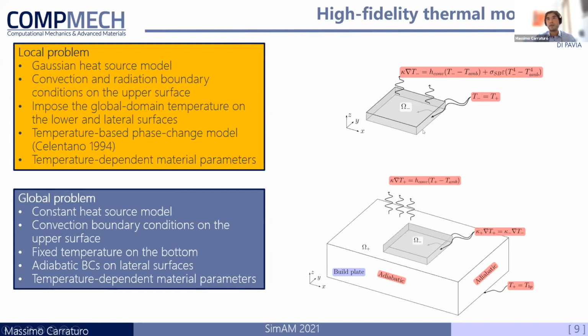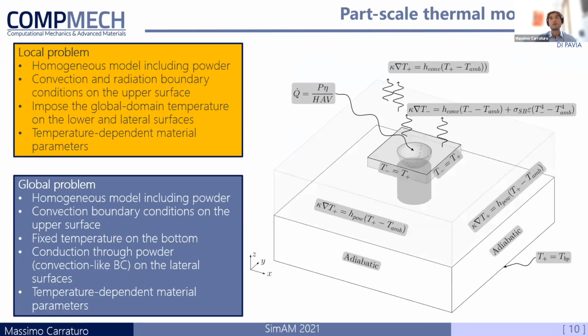And again, the coupling is done imposing the continuity of the temperature at the lateral and bottom boundary of the local domain. Instead, for the global problem, we consider a constant heat source and only convection boundary condition on the upper surface, whereas we fix the temperature at the bottom of the base plate and we impose adiabatic boundary condition on the lateral surfaces.